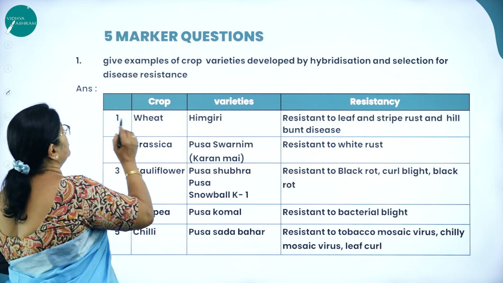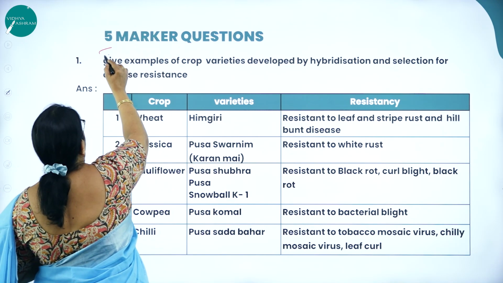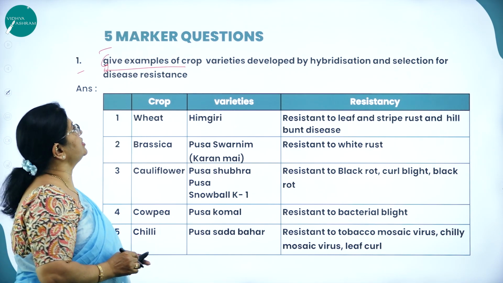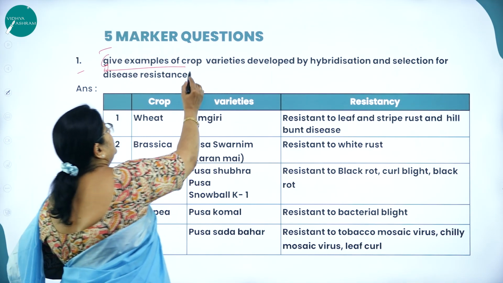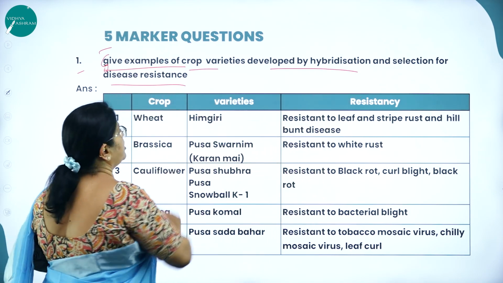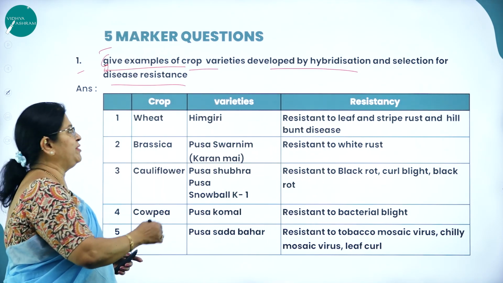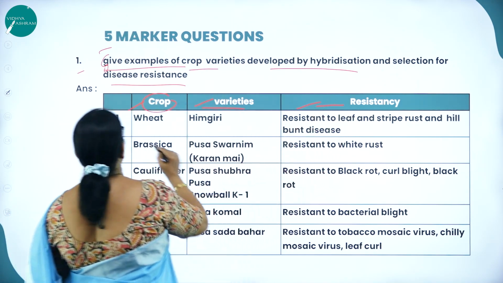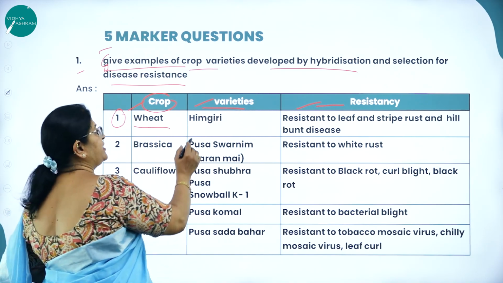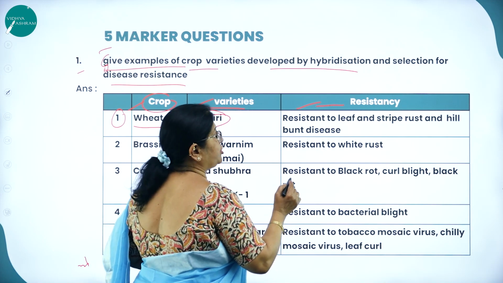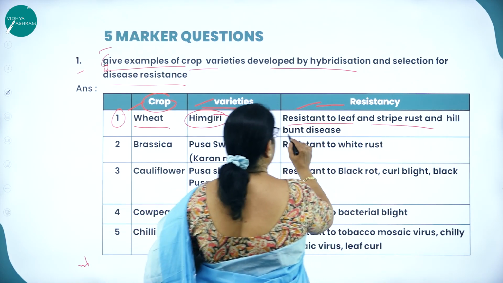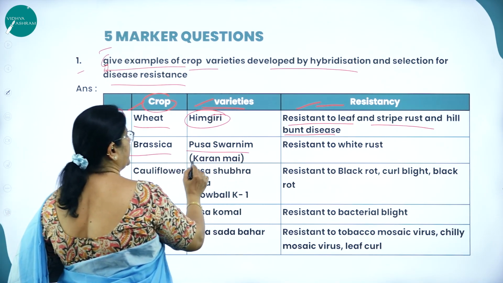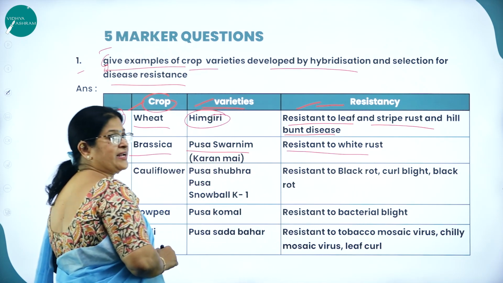Then, moving on to the 5-marker questions. What will be the type of questions asked for the 5-marker question? Give examples of crop varieties developed by hybridization and selection for disease resistance. You can see the tabular column here: one is crop, the other is varieties and the resistance. First one, wheat. The variety developed is called Himagiri, resistant to leaf and stripe rust and hill bunt disease. Second one, brassica, that is Pusa Swarnim, that is Karan Rai, resistant to white rust disease.